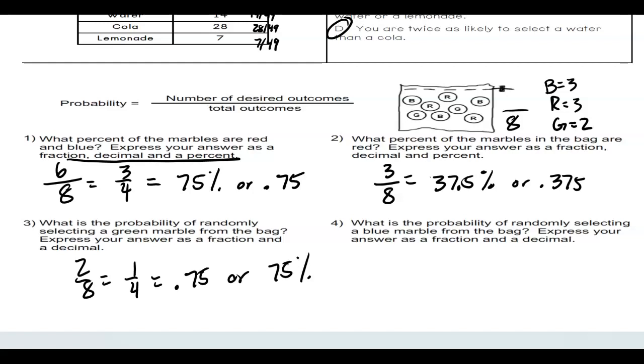And number 4 in Edpuzzle, blue bag is 3/8. It's just like number 2, which is 37.5% or 0.375. All right, you may get on to your iReady.